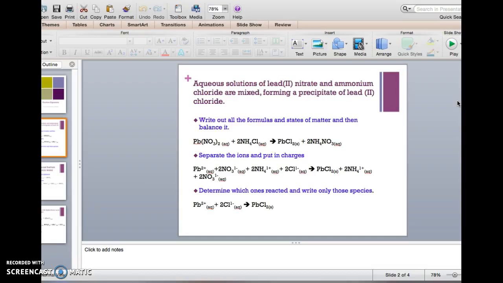I hope this helps you to understand how double replacement reactions occur. And remember, the products are going to be either a solid as a precipitate, a liquid as water, or a gas. Those are the 3 possible solutions for a double replacement reaction.